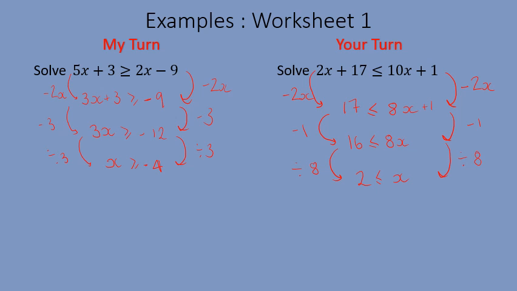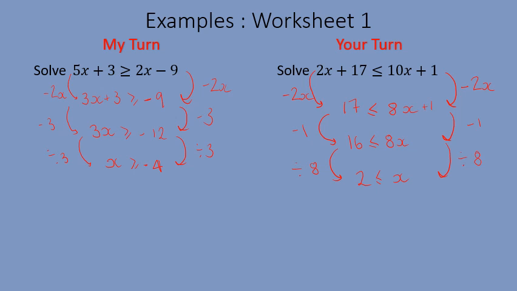Okay, so looking at this question, we've got a 2x on the left and 10x on the right. So I want to move the smaller number of x to avoid getting too many negatives. 2x is smaller than 10x, so I'm going to move the 2x over to join the 10x. I've subtracted 2x from both sides. That's got rid of this 2x on the left-hand side, and I had 10x take away 2x, so I'm left with 8x on the right-hand side.